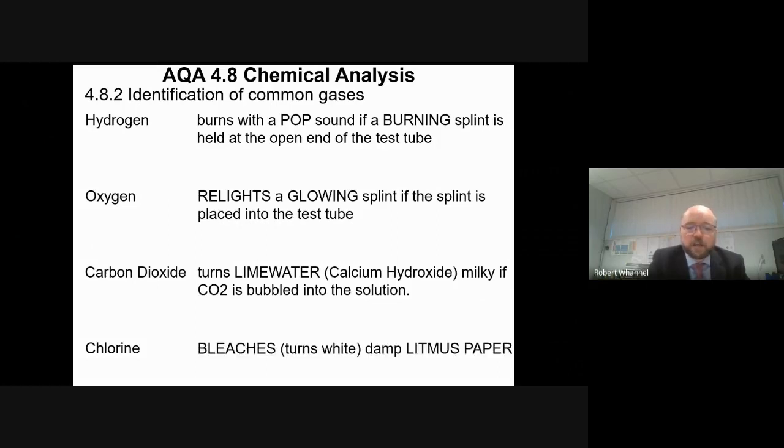Chlorine gas, you hold damp litmus paper to it, which is normally something that we would use to test for acids or alkalis, and it turns red or blue. However, chlorine bleaches the damp litmus paper, which means it turns it white.